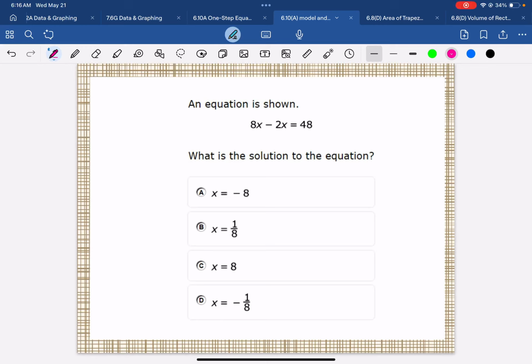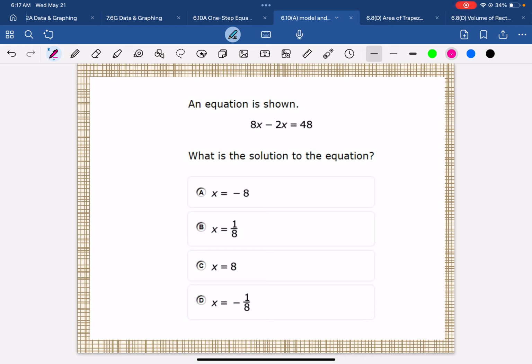Hey, welcome back guys. In today's video, we're going to be solving one-step equations that came on previous old 6th grade STAAR tests. It says an equation is shown: 8x minus 2x is equal to 48. What is the solution to the equation?